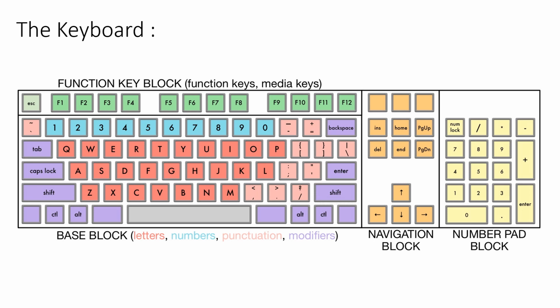Okay, now next is number keys. Number keys are the keys here on the image. You are able to see the keys in the dark green color, those are the number keys. The keys that have numbers from 0 to 9 on them are known as number keys.